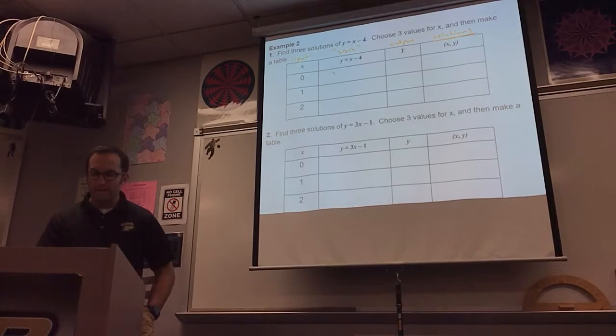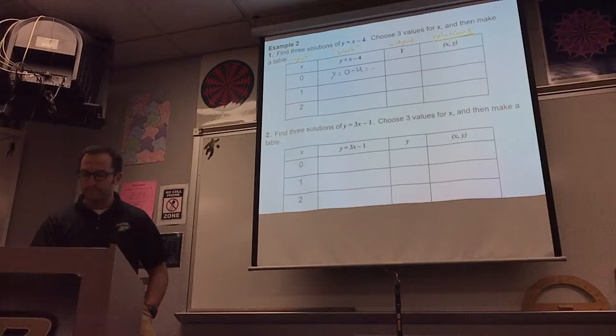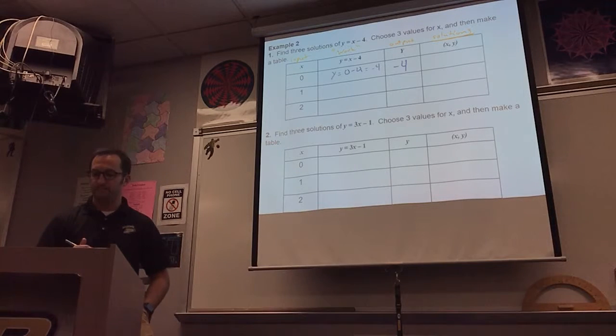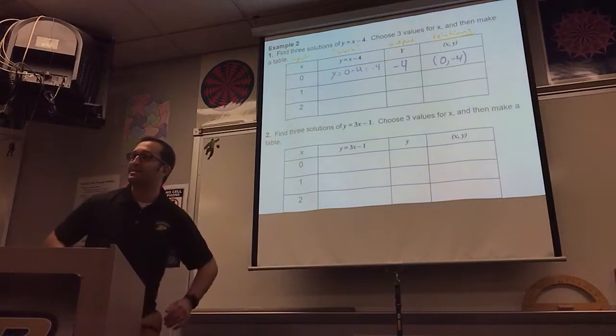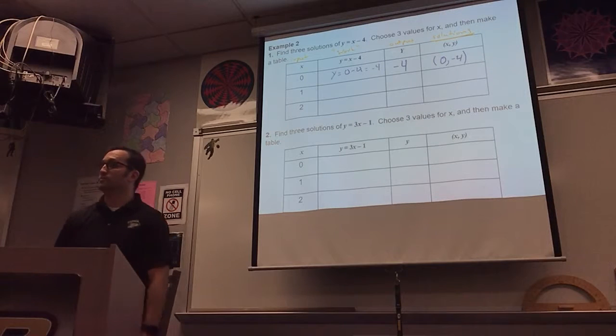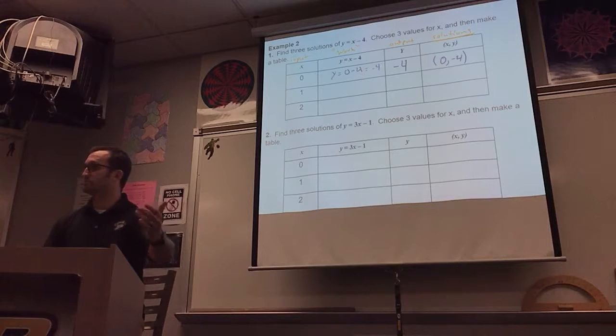And you have y equals 0 minus 4. What's 0 minus 4 equal? Negative 4. So my output is negative 4. Because when I plug in my input and I simplify, I get my output. Which gives me my first solution. What is my first solution? 0, comma, negative 4. That is a coordinate point that makes the equation true. Yes? We just found a solution.